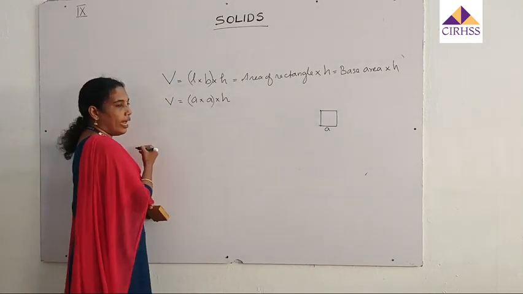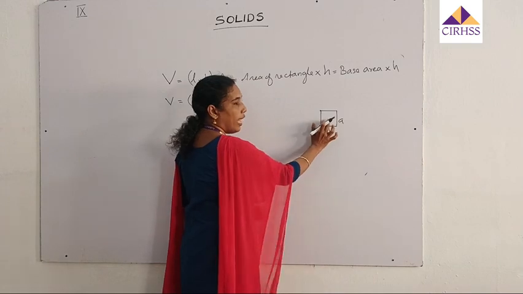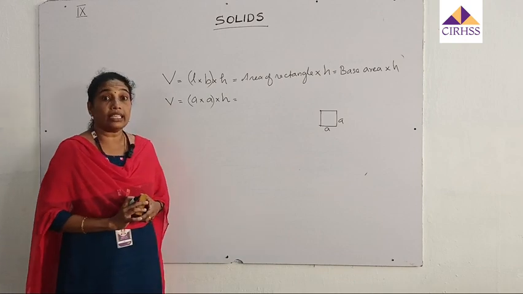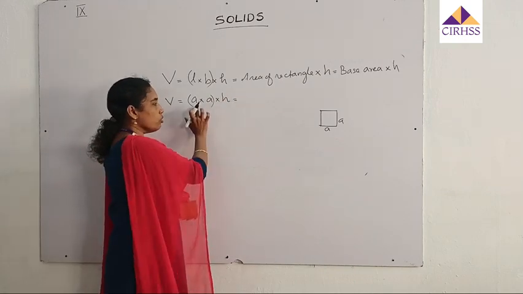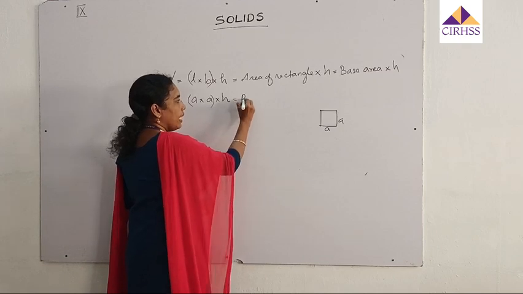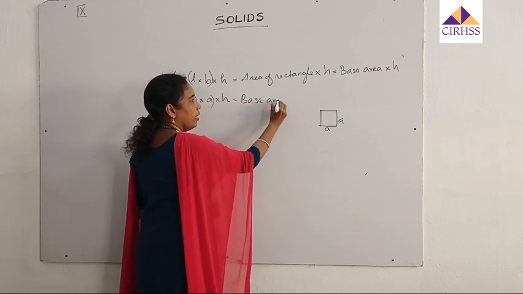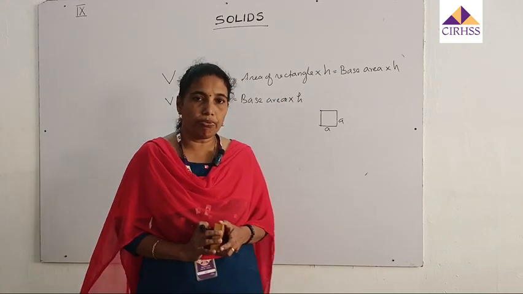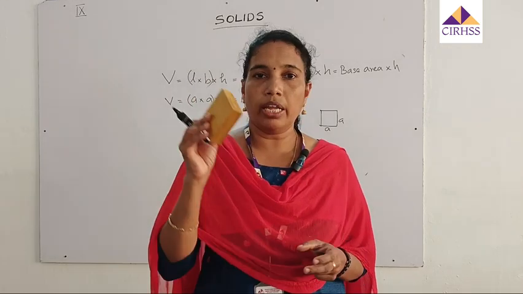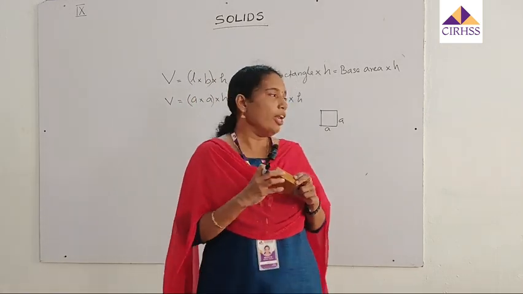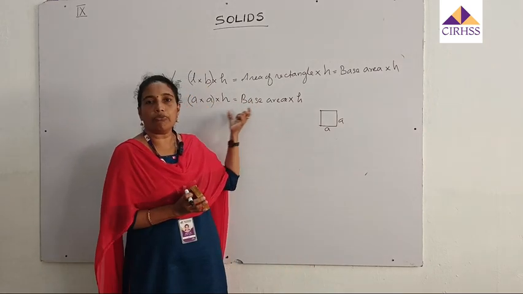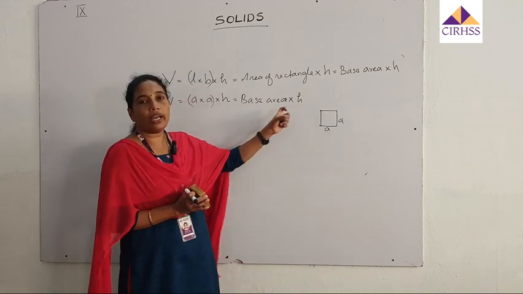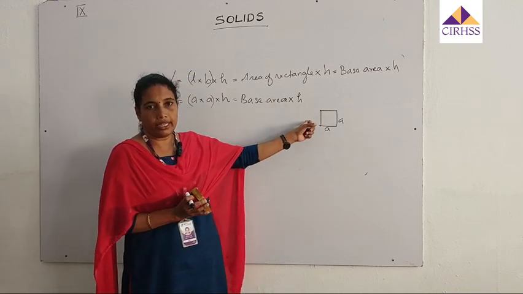Okay, then what about this? What is A into A? Side into side. That's the area of a square. That's the base area, isn't it? The base is a square. So A into A can be written as base area, which is the same as base area into height. So we got a formula for finding the volume of any prism, not only rectangle and square. In any prism the general formula is: volume is the product of base area and height.